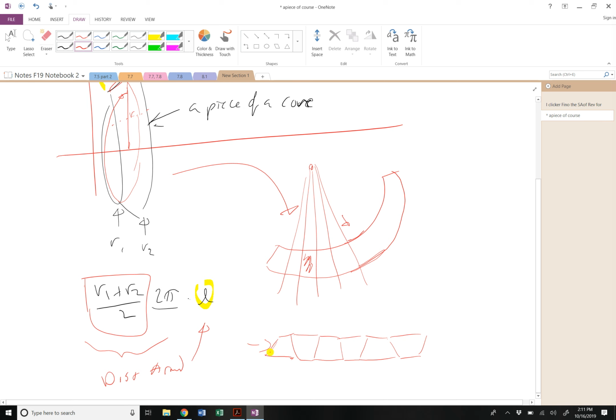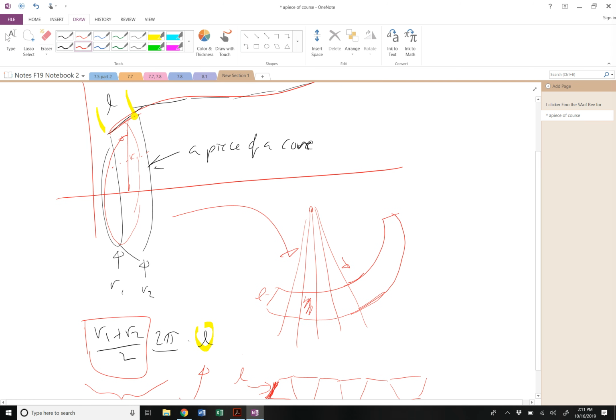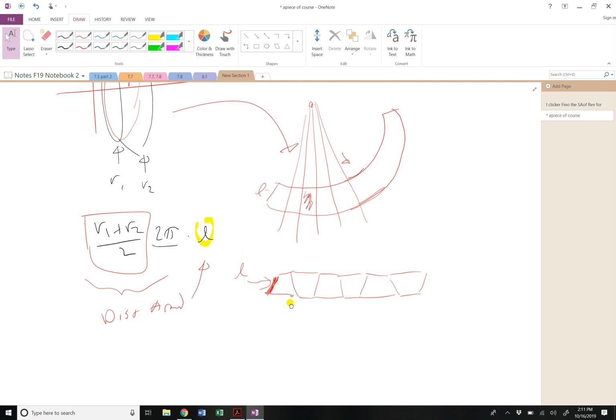And about how tall is it right here? That's your length. That's your L, the same L that we had up here. And how long is it? Well, the distance around is now this average piece right in there. It's that middle distance, which is the average of R1 and R2 times your 2 pi. So that's another way to see where that comes from.